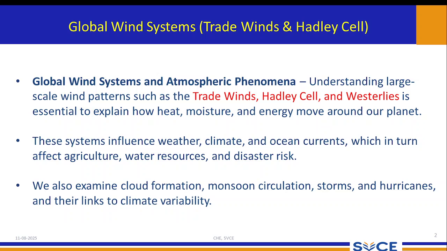We also examine cloud formation, monsoon circulation, storms, and hurricanes, and their links to climate variability. Okay, so we also examine the cloud formation, whether it is a thick cloud, a vertical cloud, or a cloud with thunderstorms and things like that. What is the monsoon circulation, storms, and hurricanes, and their links to the climate variability.